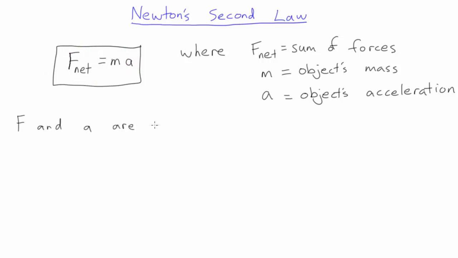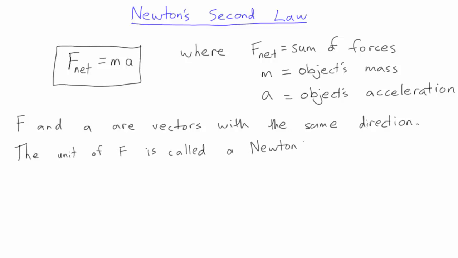F is a vector, that is, it has a direction as well as a magnitude. And a, the acceleration, is also a vector. It is pointed in the same direction as the net force. The unit of force is called a newton, or capital N for short. The units on both sides of an equation must match. On the right-hand side, we have mass, which has units of kilograms, and acceleration, which has units of meters per second squared, and therefore the units of force, 1 newton, must be a kilogram meter per second squared.